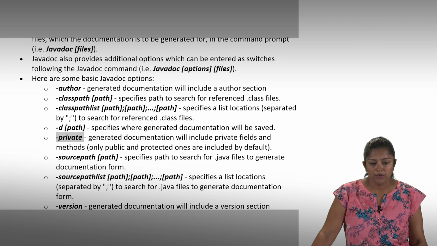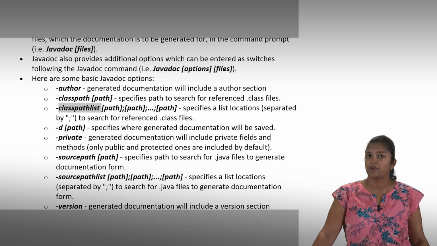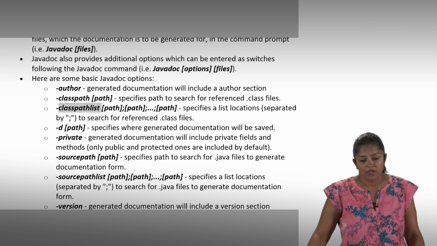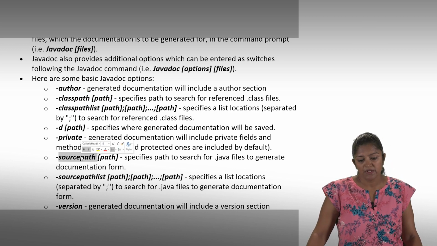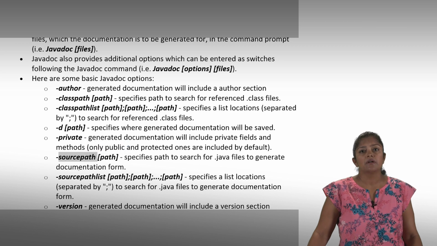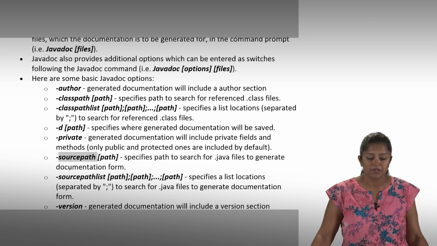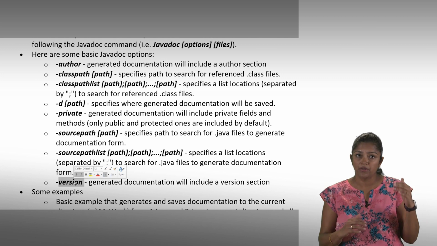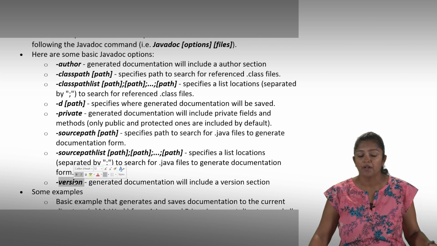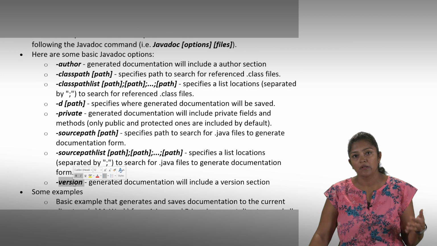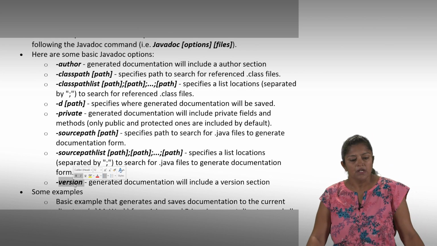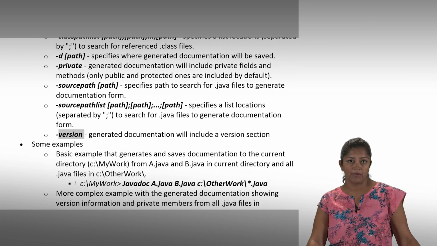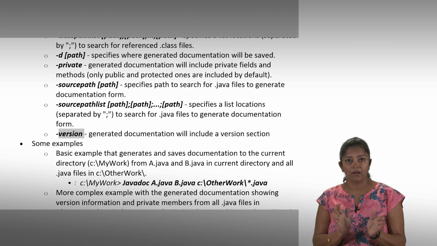You can include a class path if there is a need to search for referenced class files, or a class path list. Similarly, you can specify a source path if you want to search for all the Java files at a particular location and then generate documentation for them. For version, you can again either include the version information in the documentation or not. Using the -version option will include it. By default, it's not included.